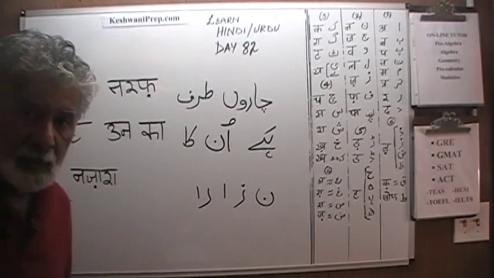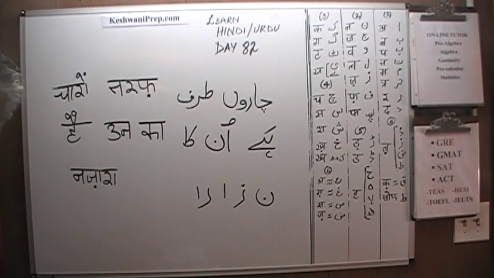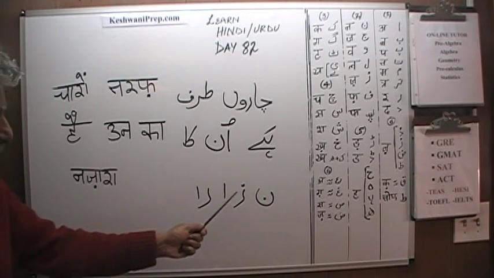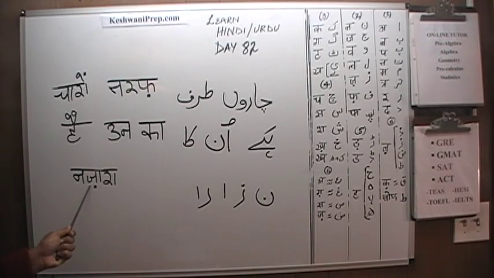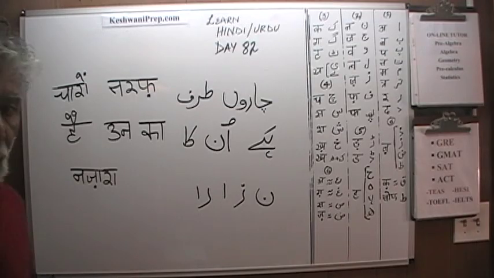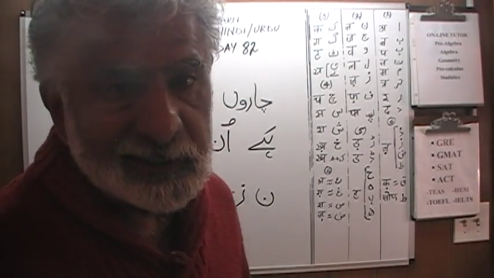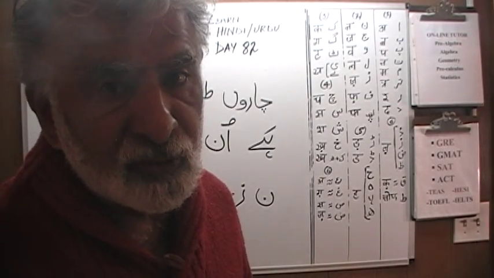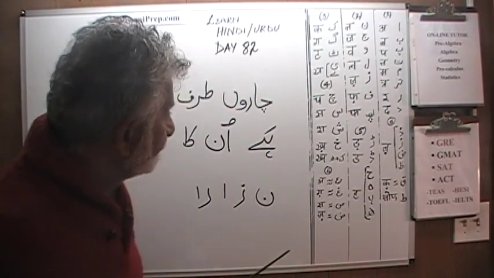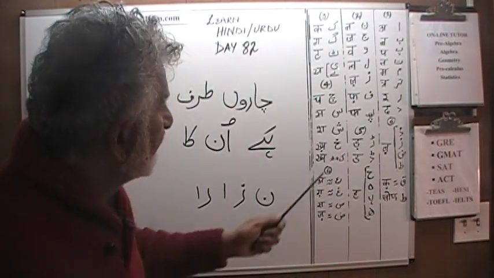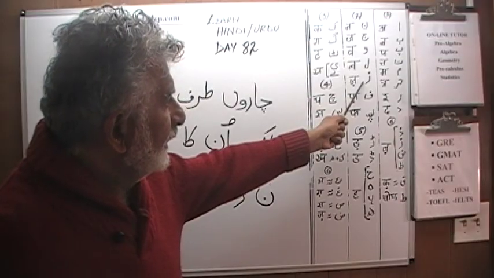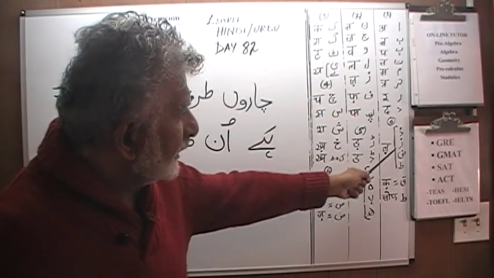Urdu, however, is a little bit more complicated. There are two complications in the spelling of Nazara. We'll deal with one at a time. First is that the Z that we see here, we have four of them in Urdu. There are four different letters that produce the Z sound. Let's take a look at them. There is the first one, Z.